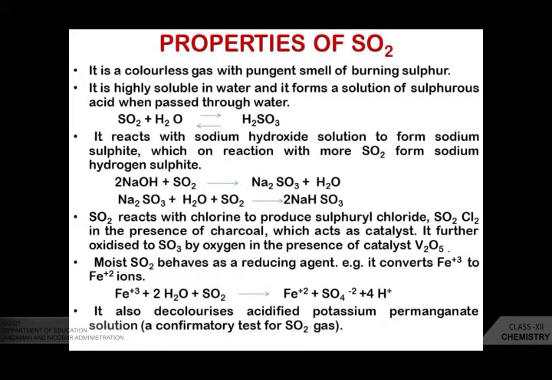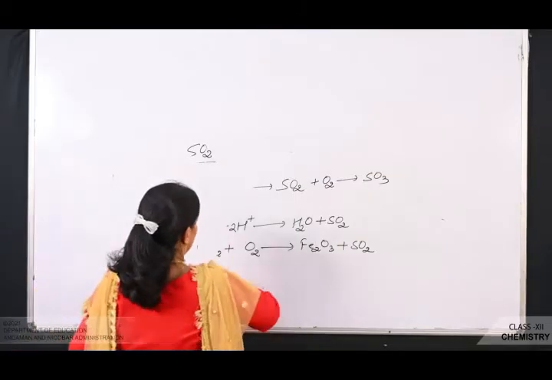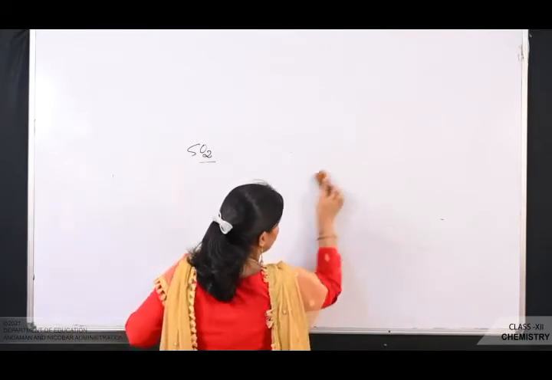It also decolorizes acidified potassium permanganate solution, and this is the confirmatory test for the presence of sulfur dioxide. So, children, next is the structure of sulfur dioxide.